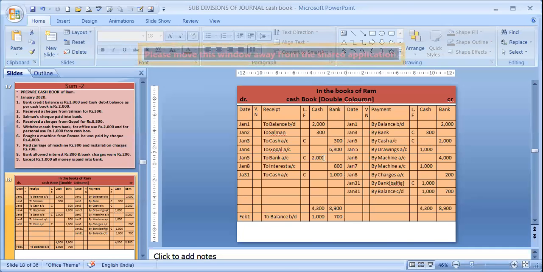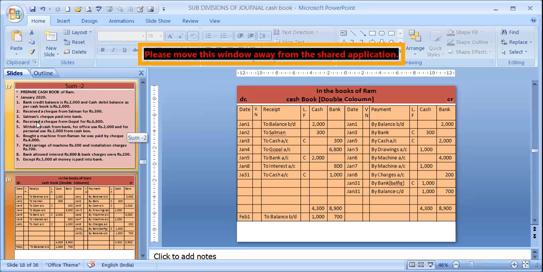January 5th, on both the date and both the places we will write C for contra entry. Some 1,000 we have drawn from the cash box for personal use. See, 1,000 from cash box for personal use. So personal use is drawings. So by drawings, cash box, so cash column. If I would have withdrawn the money from bank, then I would have written the amount in the bank column. Clear? So personal use means by drawings.